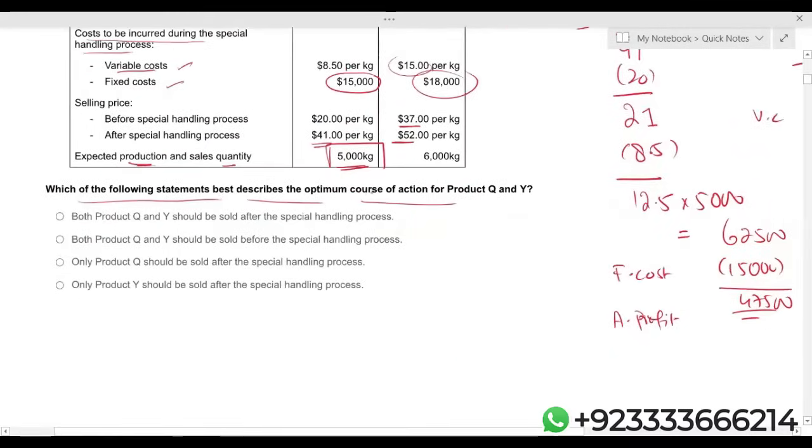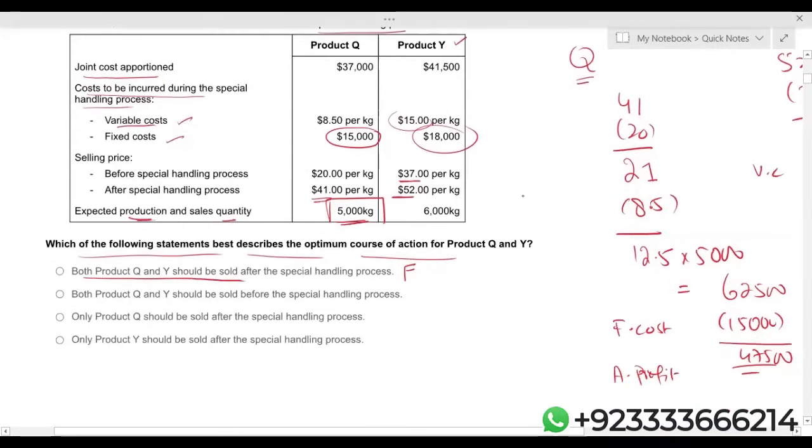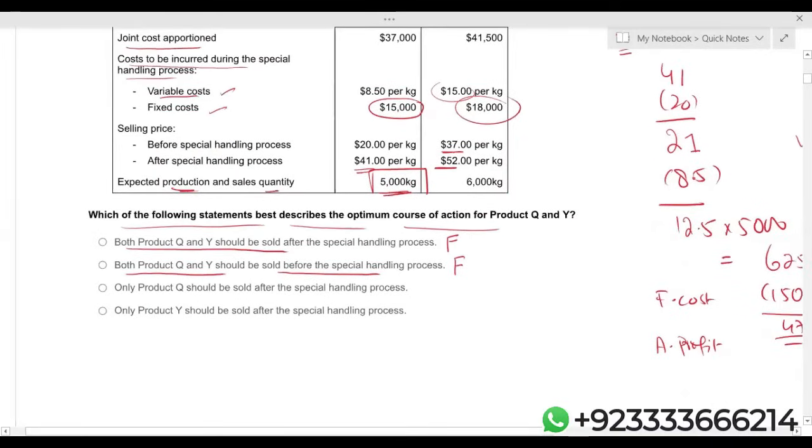Which of the following statements best describes the optimum course of action for products Q and Y? Both products Q and Y should be sold after special handling. That's false, because in case of product Y, further processing means you have to bear a loss of 18,000. So why would I go for further processing in case of Y? Both products Q and Y should be sold before special handling. If I go for further processing in case of product Q, I can generate an additional profit of 47,500. So why would I sell this product before further processing? I'll sell at least product Q after further processing. Only product Q should be sold after the special handling process. That's true.